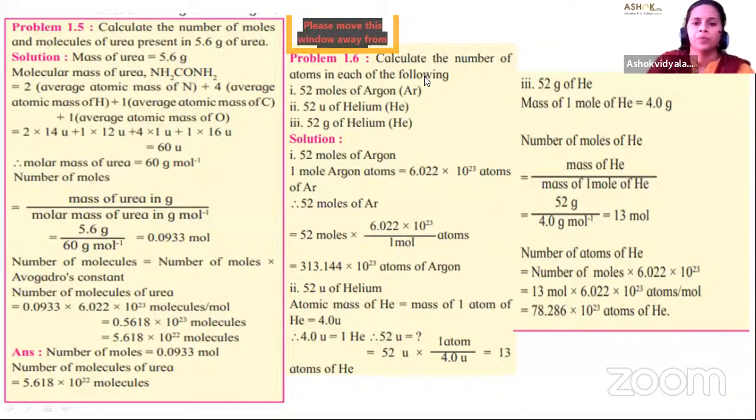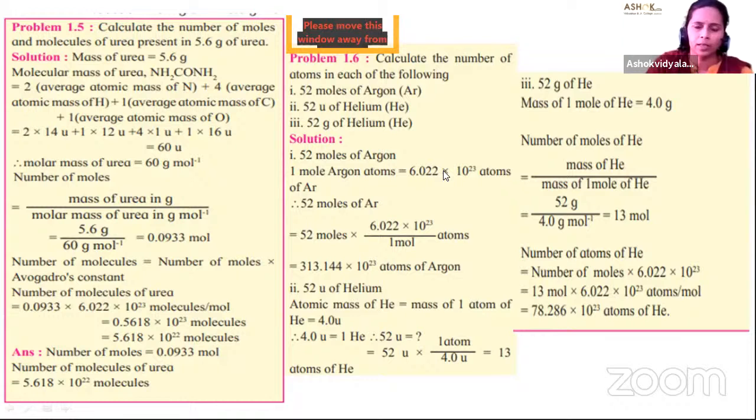Okay, fine. Now the next problem is again very important. Here 3 different conditions are given. Calculate the number of atoms of each of the following. First is 52 moles of argon. So here argon is given in terms of moles. One standard condition we know, student. What is that standard condition for each element? 1 mole of any element is equal to the Avogadro number.